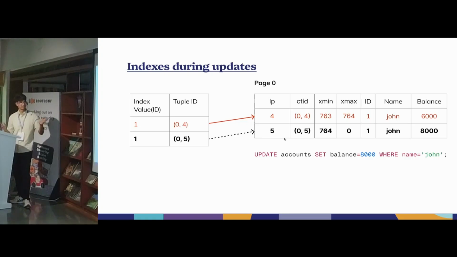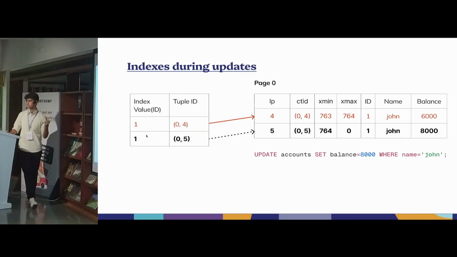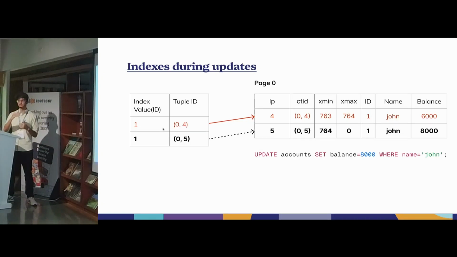That's the way MVCC works in Postgres, right? Now, one thing to note is indexes in Postgres are actually immutable as well. That means you cannot update an index in place. You're going to actually make a new entry for an index and mark the old entry as dead. Similar to how tuples work, indexes also follow a similar fashion where a new index is inserted.